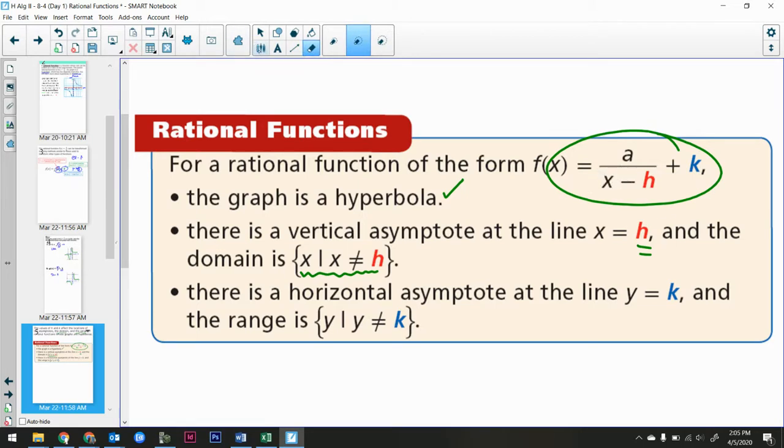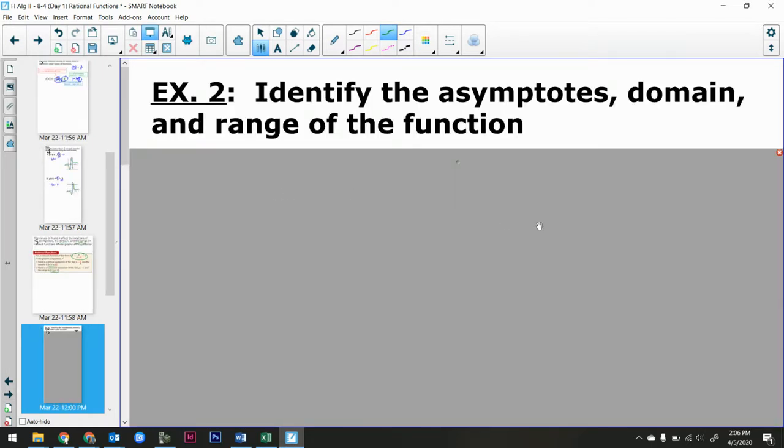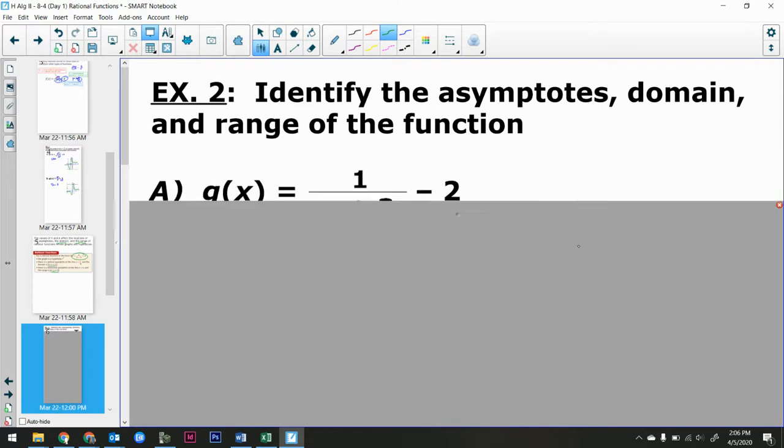So that's my domain. Now, what's my range then? Well, the horizontal asymptote is y equals k, because that's what's both shifted up and down. Right? Y equals the up and down motion. And then the range is all y's such that y is not k. Okay, so there's my k value in there. Okay, no pun intended.